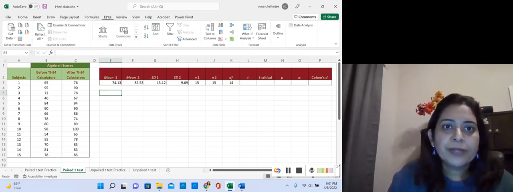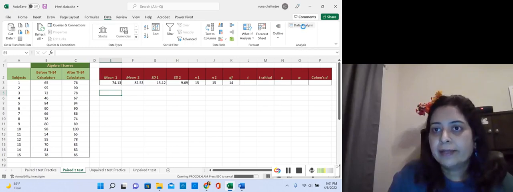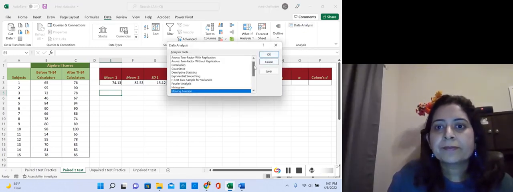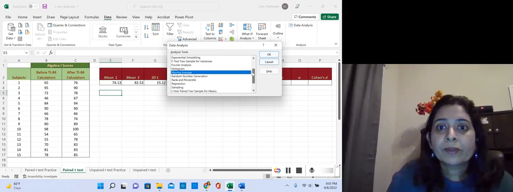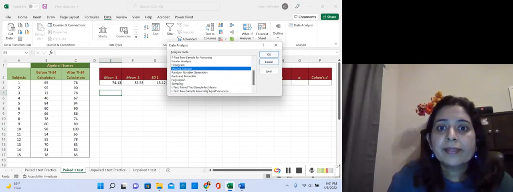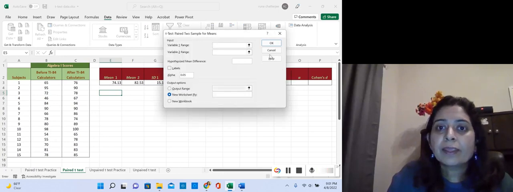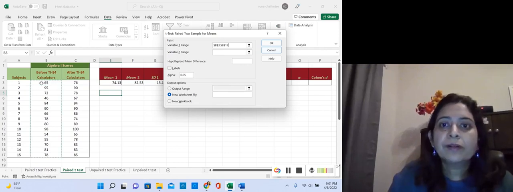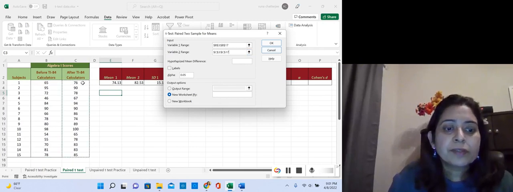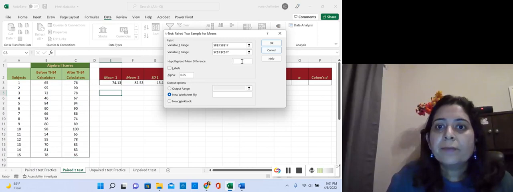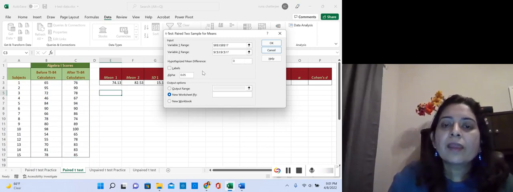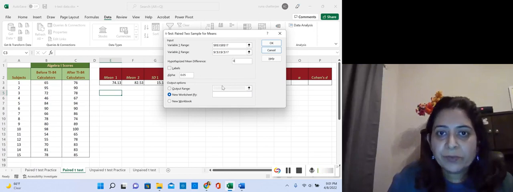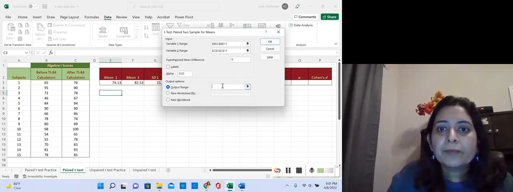So we will go to data analysis, we will find t-test paired two samples. Variable 1 range are the scores before TI-84 calculators, variable 2 are scores after the use of calculators. Hypothesized mean difference, I want to write 0. There are no labels. Alpha is set to 0.05. Output range, let's select the cell.